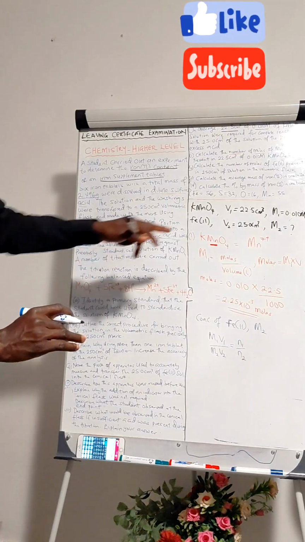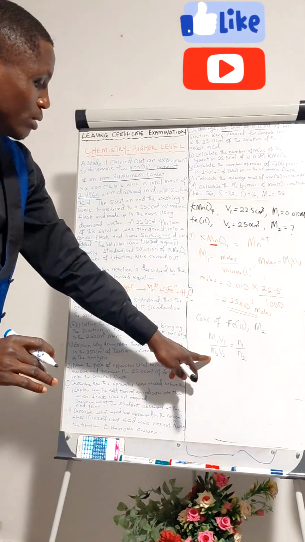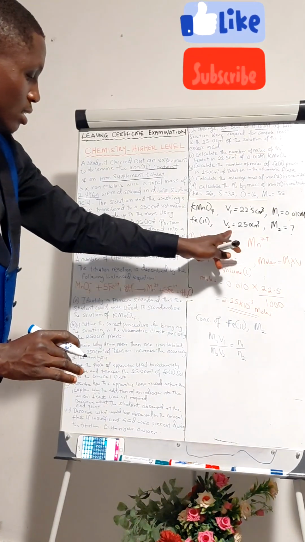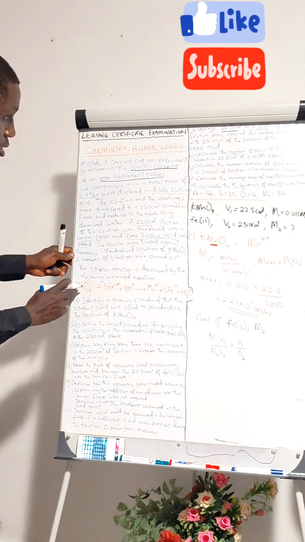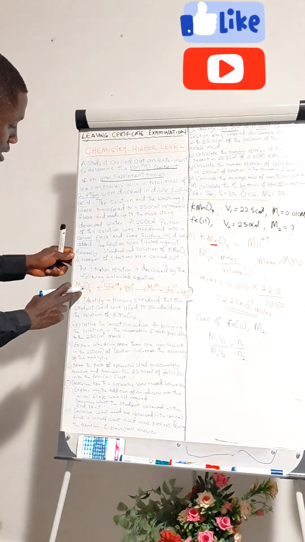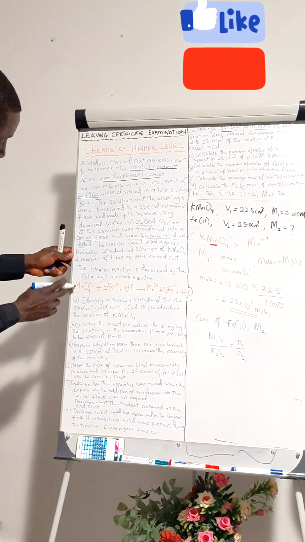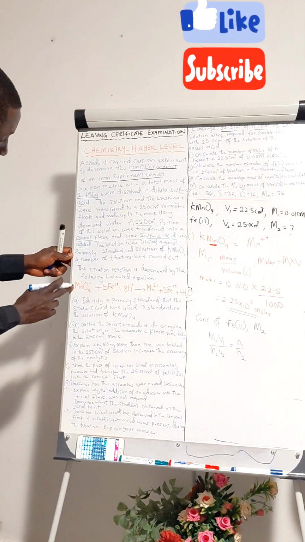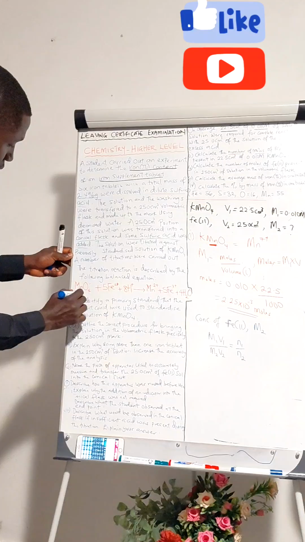So what is M1? M1 is known, V1 is known, M2 is what we're looking for, V2 is known. What is N1? What is N2? Now you come to this one. This is manganese, N1. The number at the back here is what we know as the number of moles. That is N1.